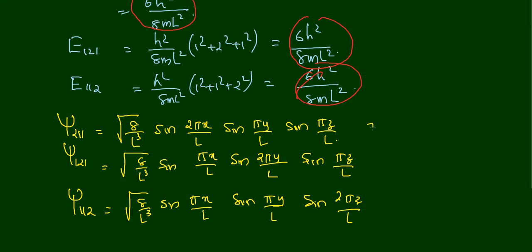Now you can look at these three functions, psi 211, psi 121 and psi 112. These functions are different functions, right? Because the sine functions are different here.